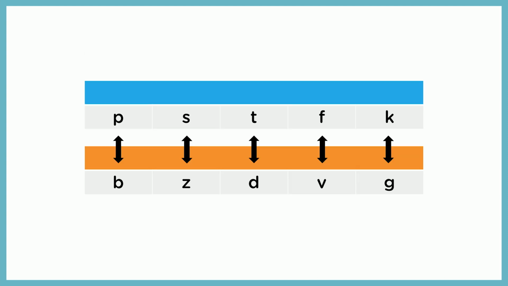All right, let's go through the answers now. So the pairs are p and b, s and z, t and d, f and v, k and g. Tiny little differences, but they make a big difference in the end.